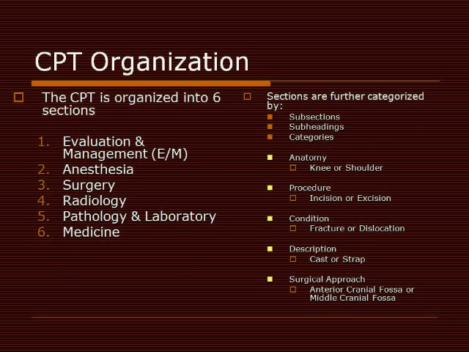The CPT is organized into 6 sections. These sections are like chapters. The sections are further divided into subsections, subheadings, and categories. They can be organized by body part, procedure, condition, or even surgical approach.